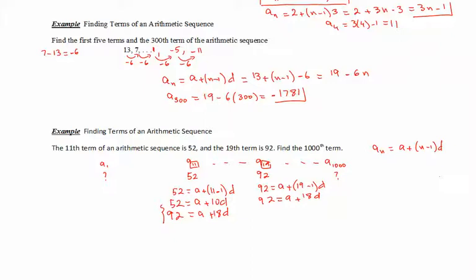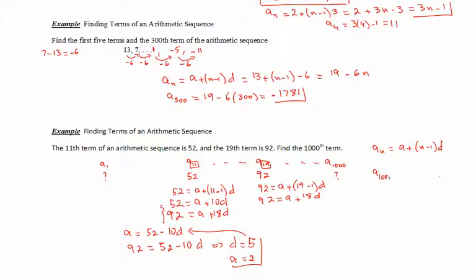So we solve for a from one equation and plug it back into the other equation. For example, we could find a from the first equation: a is equal to 52 minus 10d. I replace that in the second equation. I get 92 is equal to 52 minus 10d plus 18d. Solving this linear equation for d, we end up with d equal to 5. Now go back and replace 5 right here. We see that a is equal to 52 minus 50, which is 2. Now we have d equal to 5, a equal to 2.